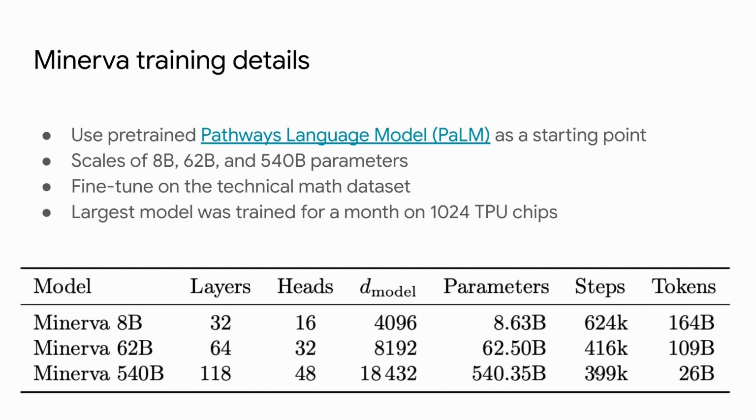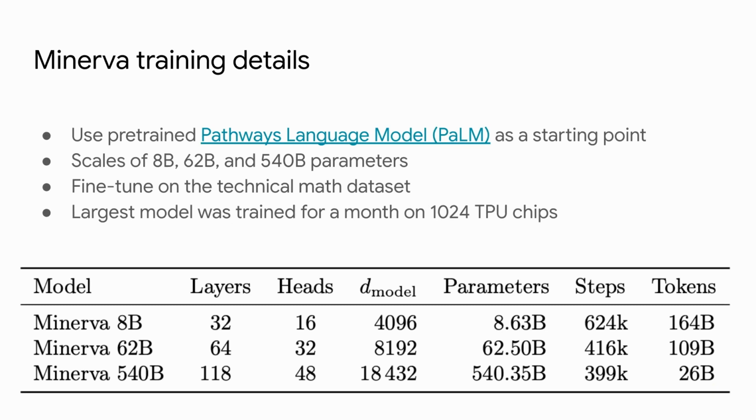And you can see here how many training steps we had and how many tokens each of these models saw. To give a sense of the scale of these experiments, the largest model here, the 540 billion parameters, was trained on 1,000 TPU chips. That's very similar to 1,000 GPUs for a month. So it's quite compute heavy. The smaller models didn't require as many resources.